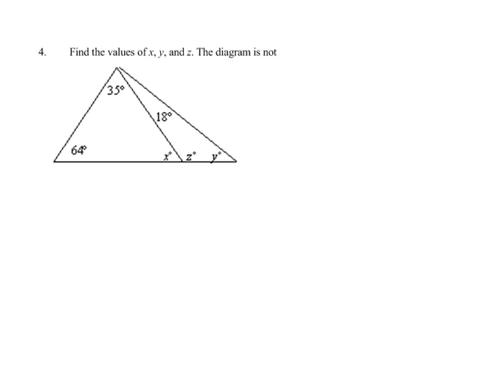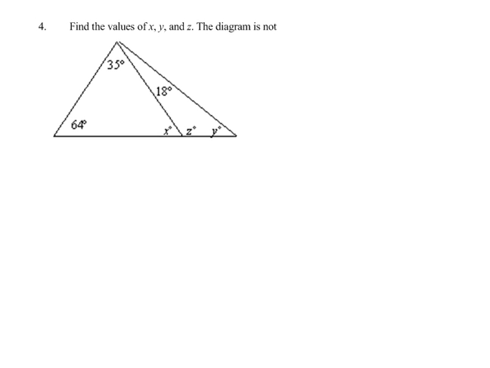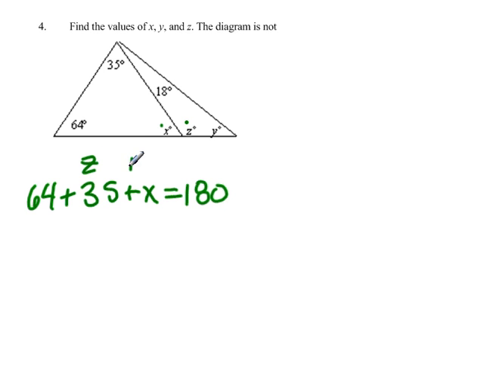Number 4. Find the value of x, y, and z. The diagram is not to scale. And we know there's several ways that we can work this. First of all, I'm going to find x, since I have the 3 angles of a triangle. So 64 plus 35 plus x would equal 180. But notice also that x plus z equals 180. So in essence, I could say z plus x equals 180 as well, right? So guess what z will be? Z will be the sum of 64 and 35, which gives us 99.